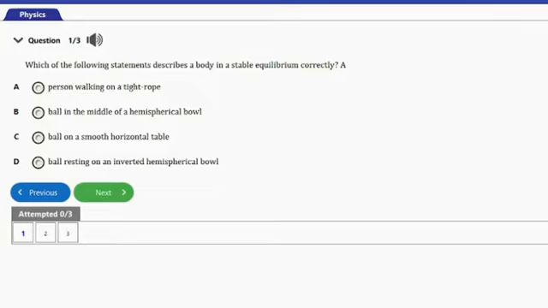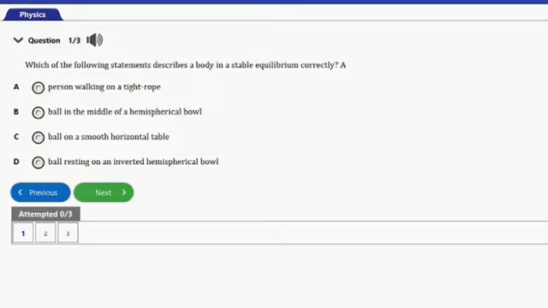It says, which of the following statements describes a body in a stable equilibrium correctly? A. A person walking on a straight rope. B. A ball in the middle of a hemispherical bowl. C. A ball on a smooth horizontal table. And then D. A ball resting on an inverted hemispherical bowl.